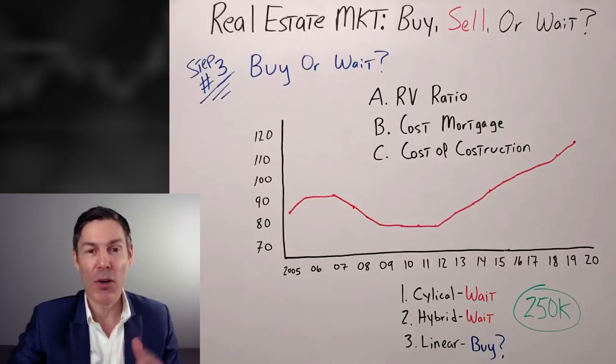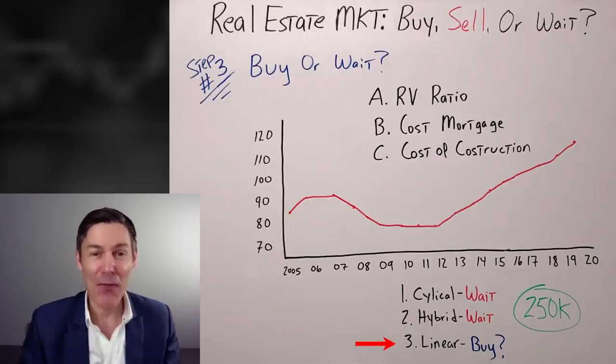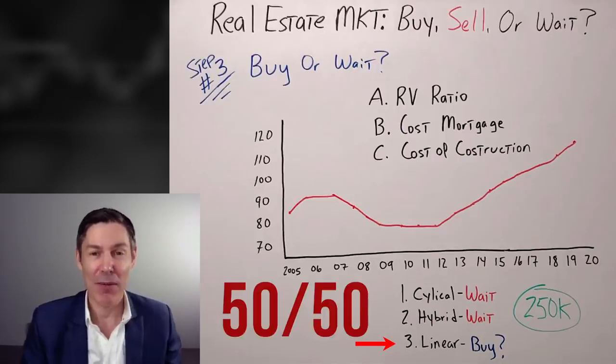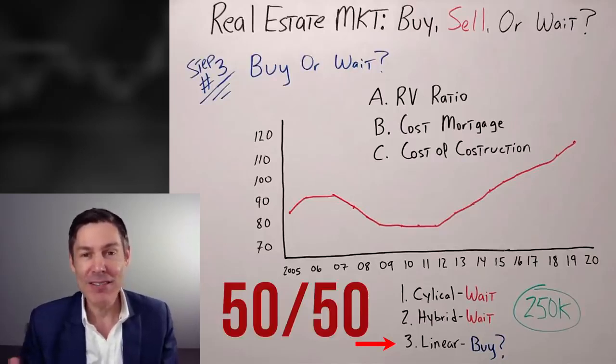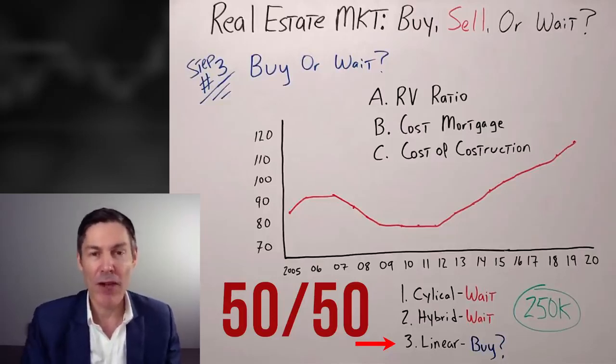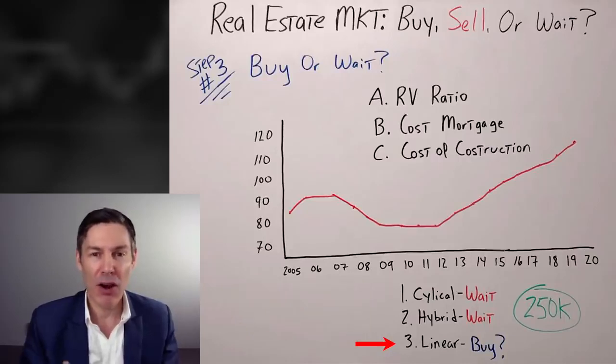I'm a renter 100%. A linear market? That's a little tougher. It's 50-50, just like step number 2. I see a reason maybe you'd want to buy because debt's so cheap. I also see a reason why you might want to hold off. But I think it goes back to looking at the RV ratio. And if you can get a house with a great RV ratio, that means it's a better deal to buy.